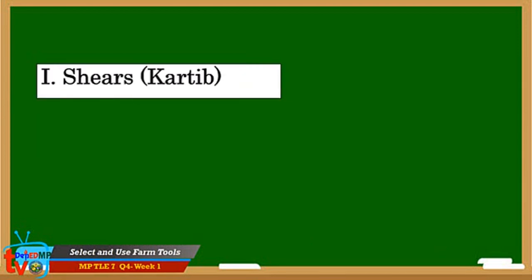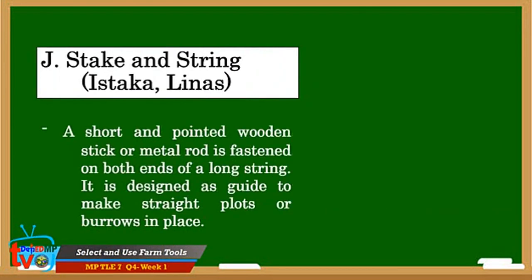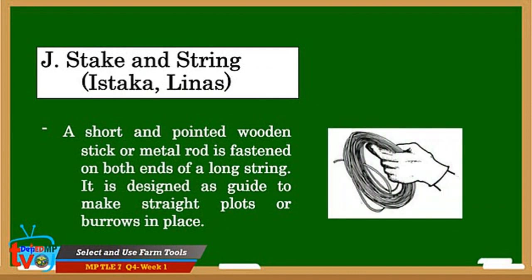Next, we have the shears or kartib. It is a pair of scissors with two long blades connected at a point by a bolt and a nut, of which the blades are sharpened at one edge. The picture seen on the screen is a so-called pruning shear. Next, we have the stake and string. The staka or linas is a short and pointed wooden stick or metal rod fastened on both ends of a long string. It is designed as a guide to make straight plots or burrows in place.